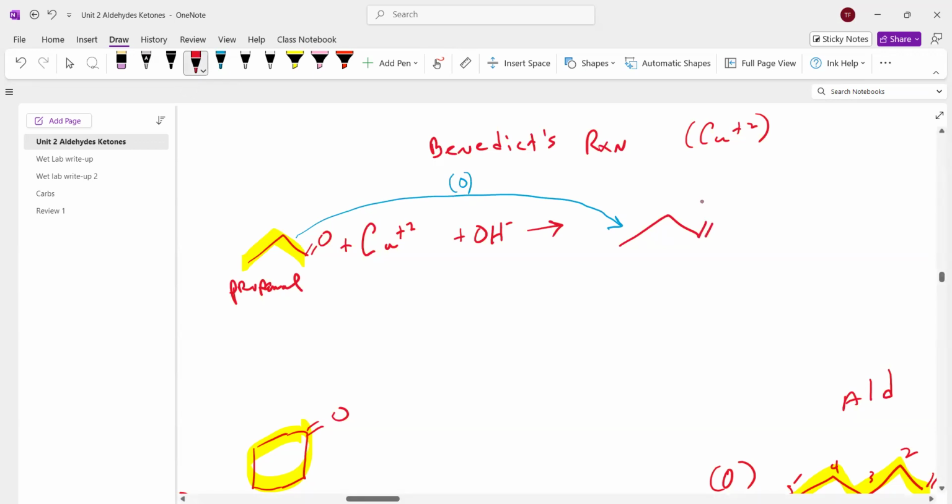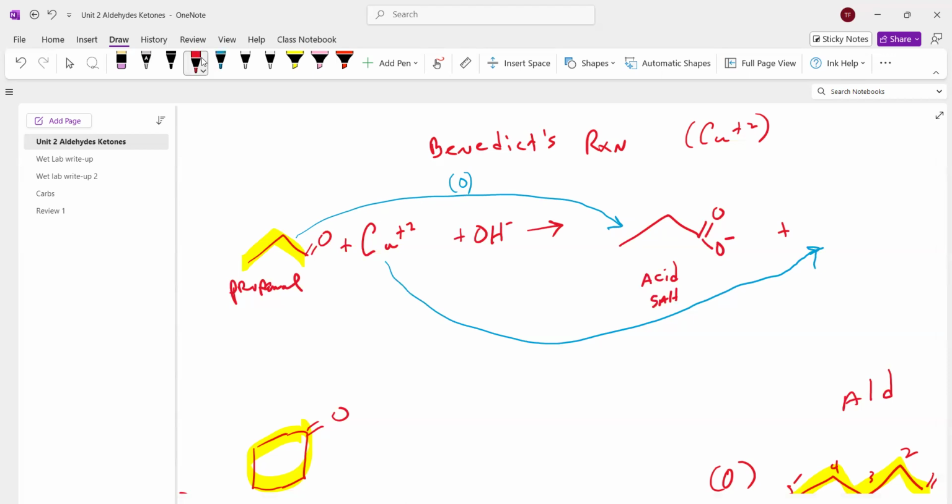And we're going to end up with the acid salt. And the copper is going to go to copper 1. And that is a reductive process.